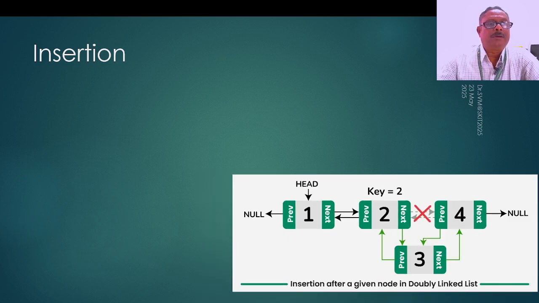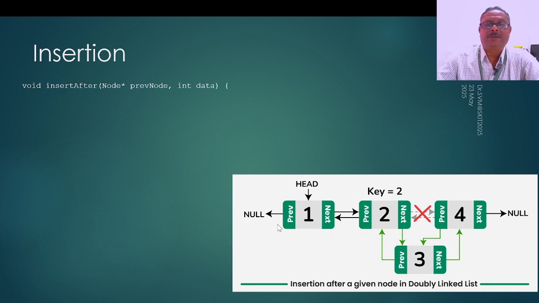Then we have another example where we are inserting after a node. So the key is 2 here, and we have to insert one with 3. When we are inserting the 3, what we do is we go to the next one and then create these two links, then these two links. So that's how we insert it.